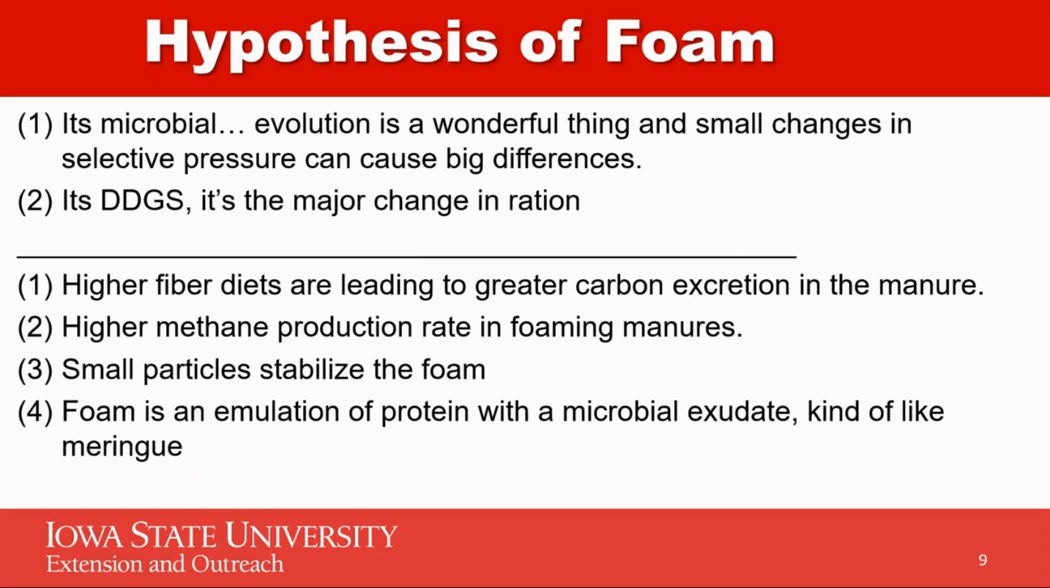And we do know that higher fiber diets lead to greater carbon excretion in manure, carbon being a fundamental piece, obviously, of methane. So if we're excreting more carbon into the manure, it's possible that's also a contributing factor. Higher methane production rate in foaming manures. I'll show a little of that information here, but we know if the manure is foaming, it's also producing more methane in the process.